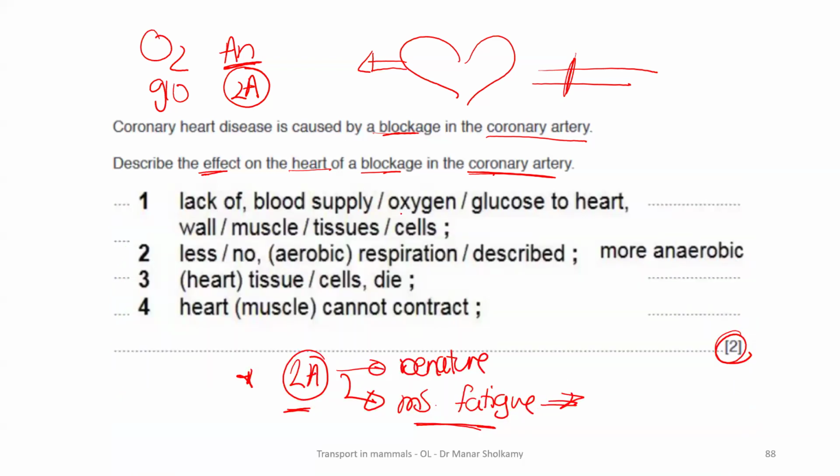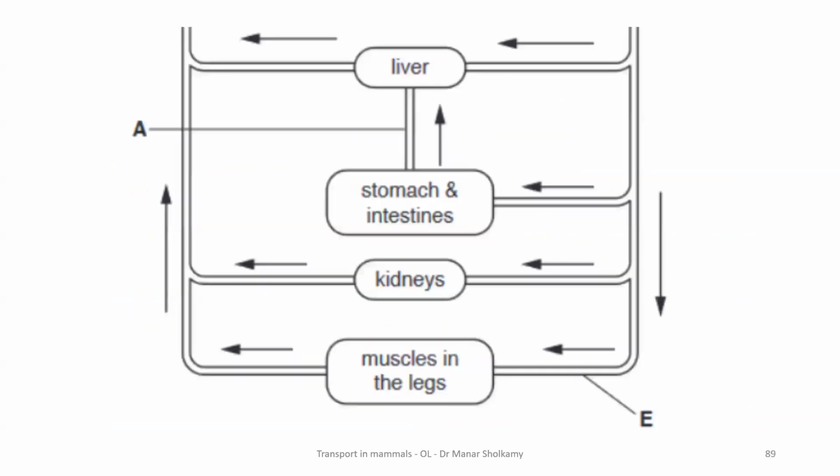Okay, lack of blood means no oxygen, no glucose, no aerobic respiration described. Okay, anaerobic, we said it. The muscle cannot contract, the heart tissue will die. Cardiac arrest, Selma said it, very good.